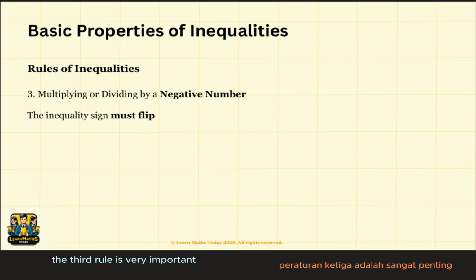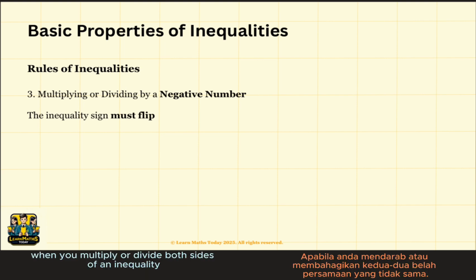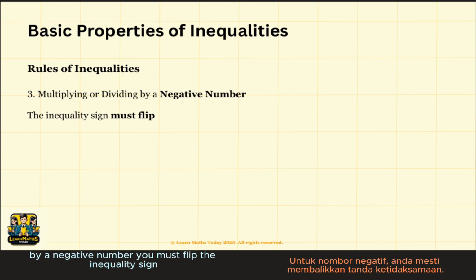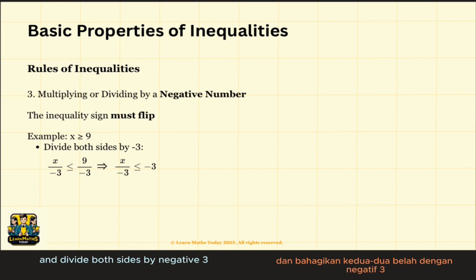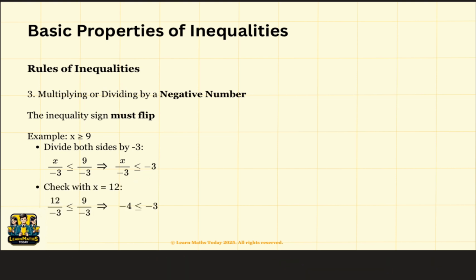The third rule is very important. When you multiply or divide both sides of an inequality by a negative number, you must flip the inequality sign. Take x greater than or equal to 9 as an example and divide both sides by negative 3. That gives us x divided by negative 3 is less than or equal to negative 3.